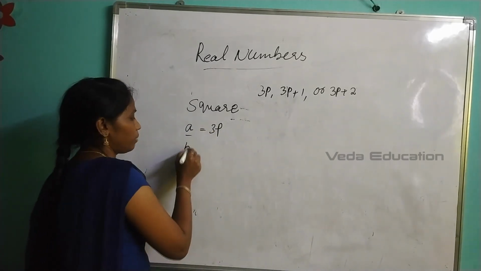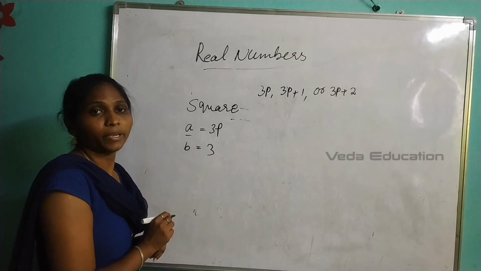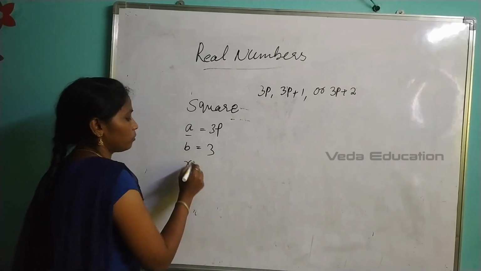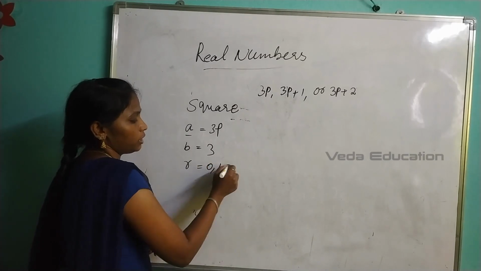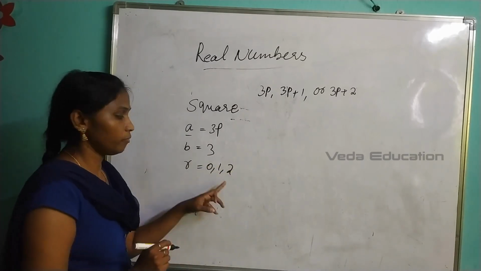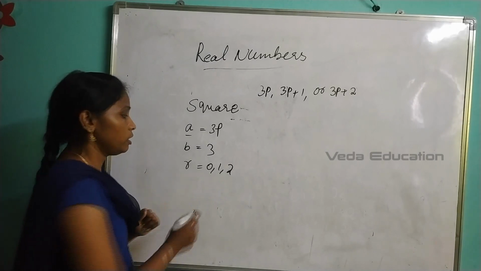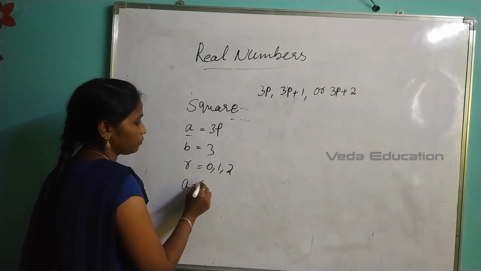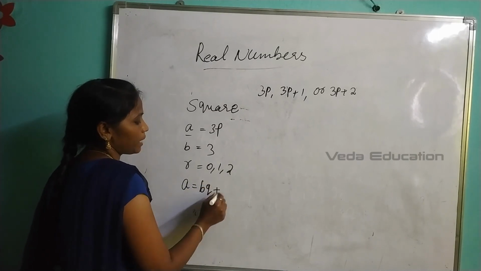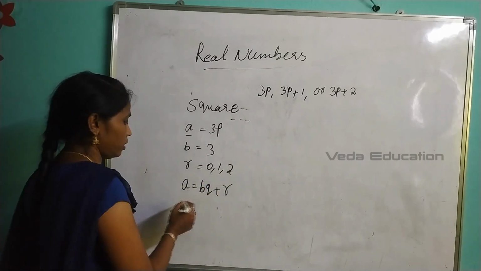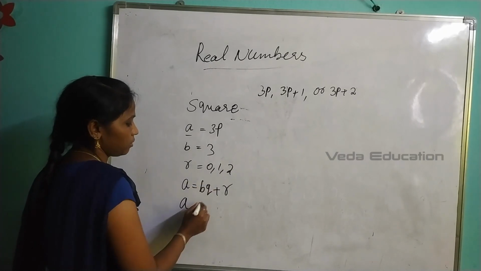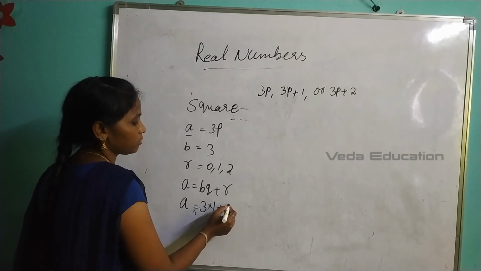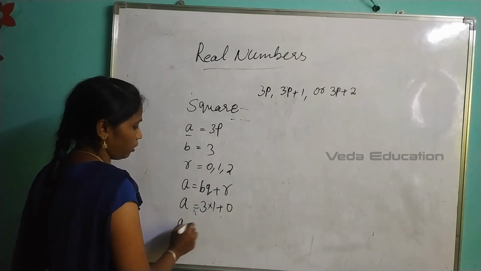Now from this, what is b? 3. So by using Euclid's division lemma condition, we get r values 0, 1, 2, that is, the values before 3. Now what is our formula? a equals bq plus r. Now substitute first: b is 3, q is the quotient, and r value is 0.